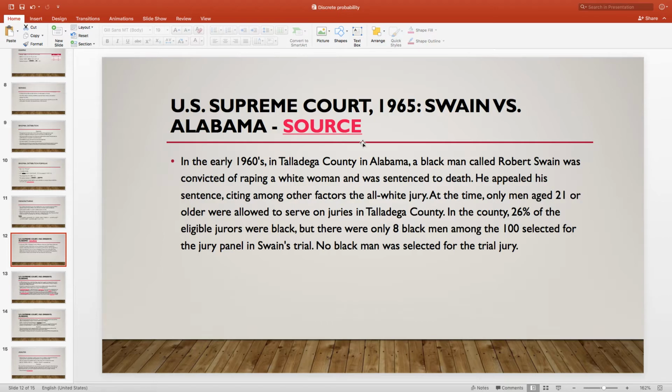At the time, only men aged 21 or older were allowed to serve on juries in the county, and 26% of the eligible jurors were black, but there were only 8 black men among the 100 selected for the jury panel in Swain's trial. A jury panel is formed of 100 people that could be jurors. But in the jury itself, no black man was selected.